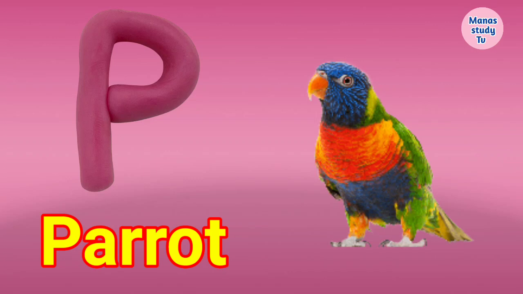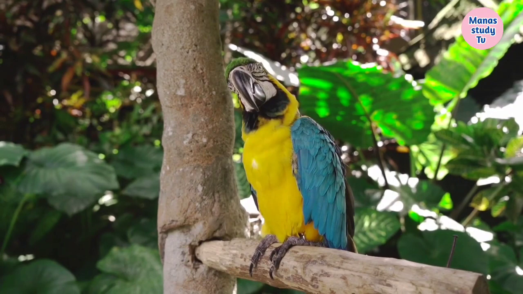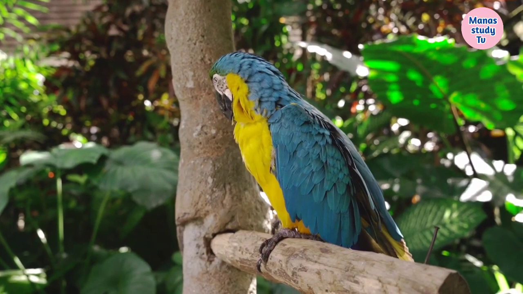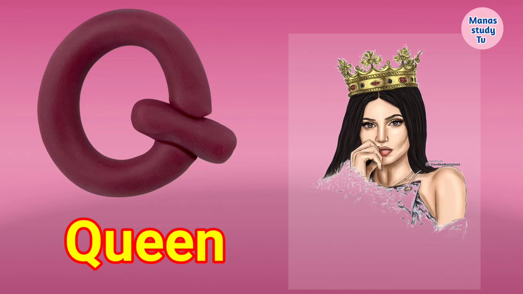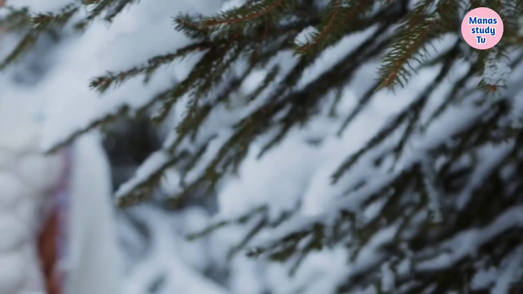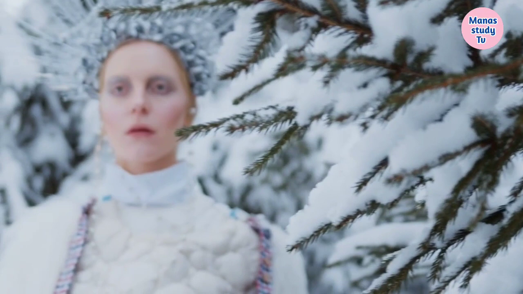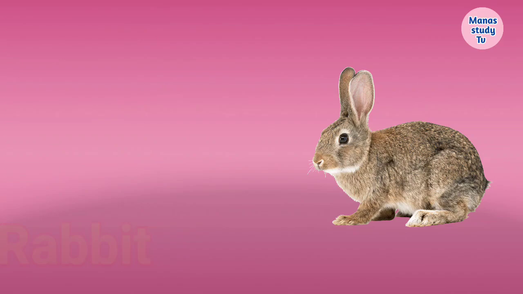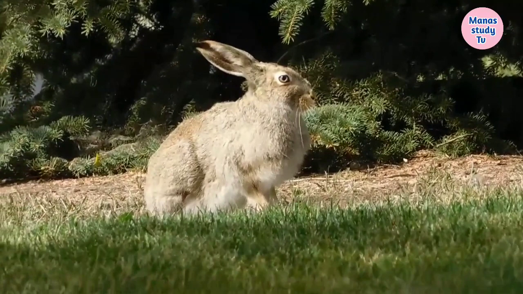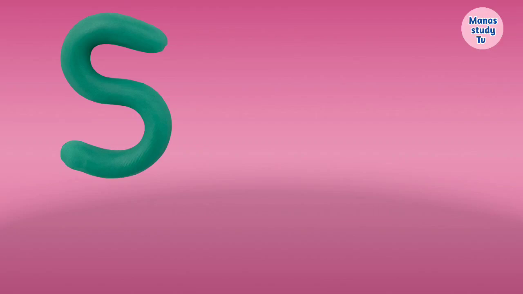P. P for parrot. Parrot means tota. Q. Q for queen. Queen means rani. R. R for rabbit. Rabbit means khargosh. S. S for ship. Ship means jahaj.